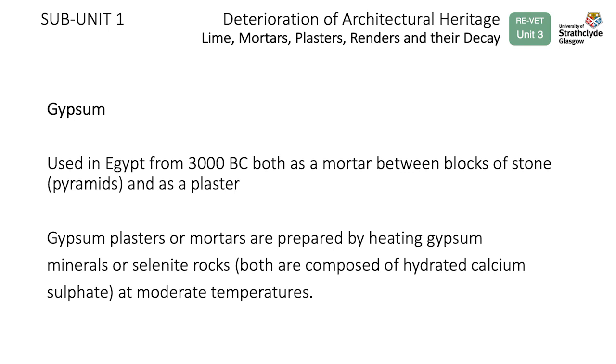Gypsum was used in Egypt from 3000 BC, both as a mortar between blocks of stone in the pyramids and as a plaster. Gypsum mortars and plasters are prepared by heating at moderate temperature gypsum minerals or selenite rocks, both composed of hydrated calcium sulfate.